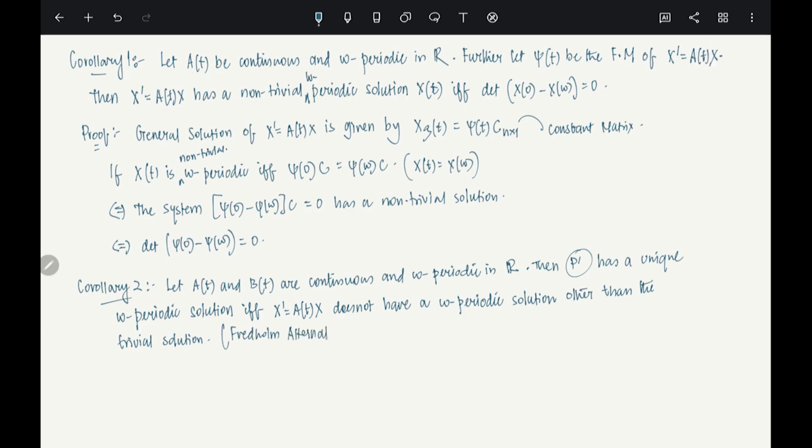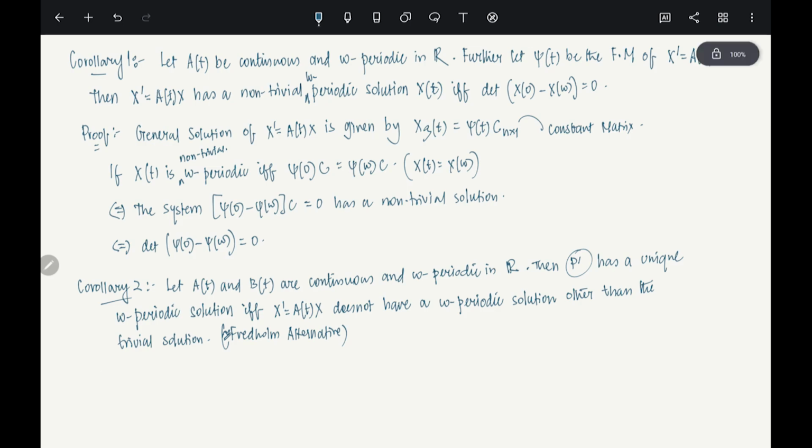Okay, so it's a beautiful theorem, right? It's kind of an alternative, not exactly, but you can think of it like this. Please understand this: x prime equals A(t) times x always has a trivial solution, and that is always periodic. You don't have to worry about it. What it is saying is this: if you can show that there is no other periodic solution other than the trivial solution for this homogeneous problem, then you can guarantee that the original inhomogeneous problem has a unique W periodic solution. So if you have to say something about the inhomogeneous problem, you don't have to study it, you study the homogeneous problem. And if you can guarantee there is no W periodic solution, you can guarantee there is a unique W periodic solution for the inhomogeneous problem.